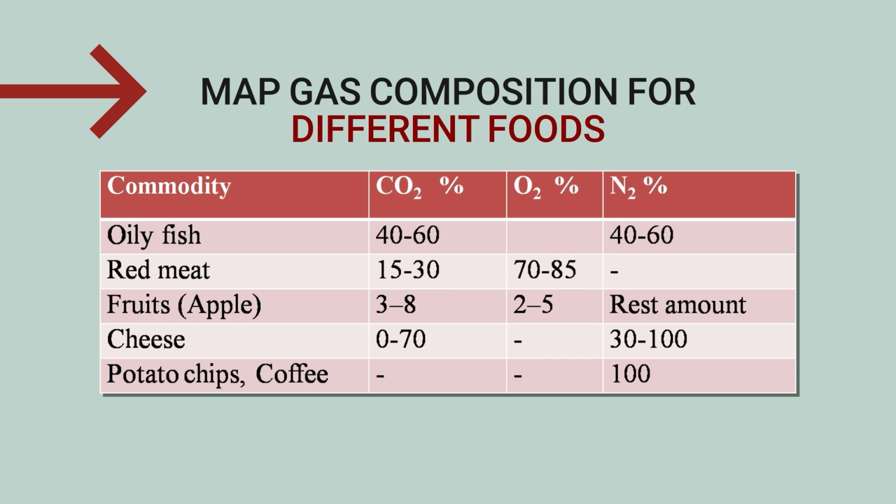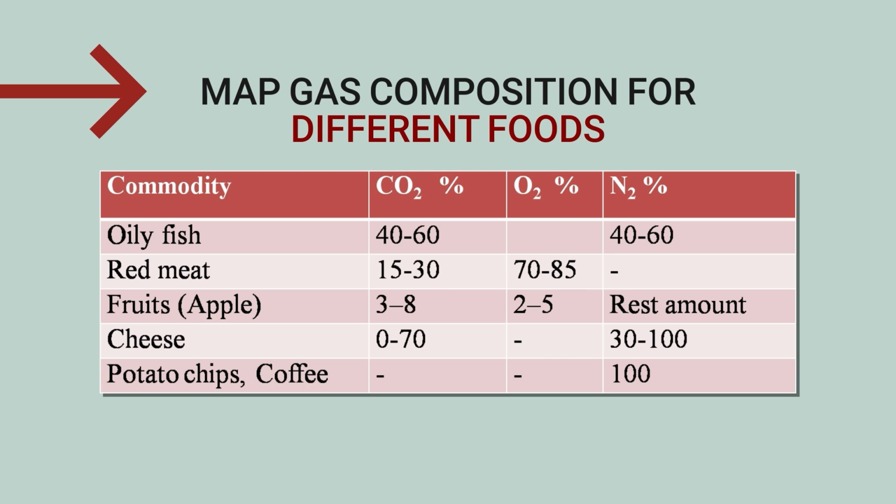That depends on the oxygenated state of the meat pigment, that is myoglobin. So, we need oxygen in the package to maintain the bright color of the red meat. There we can use 15 to 30% of carbon dioxide and 70 to 85% of oxygen.